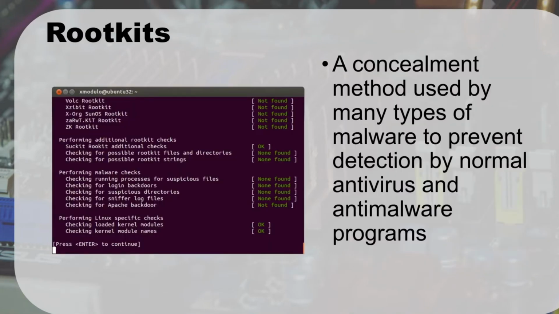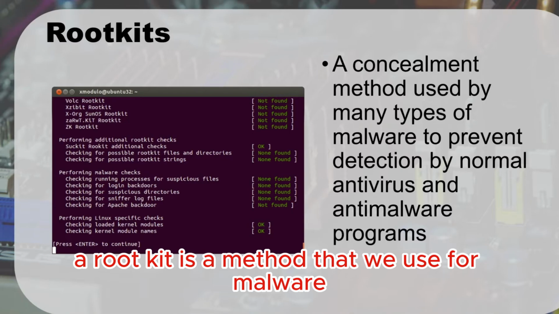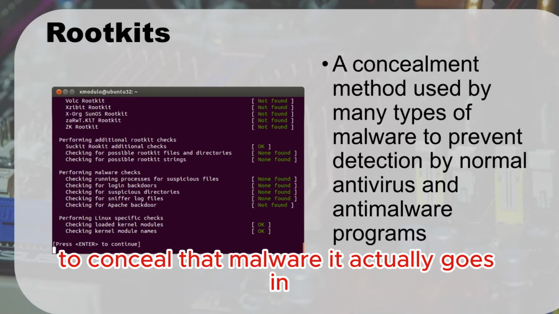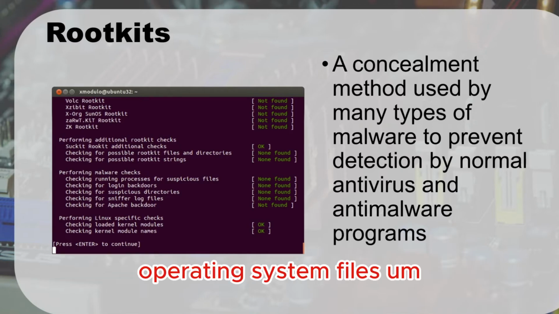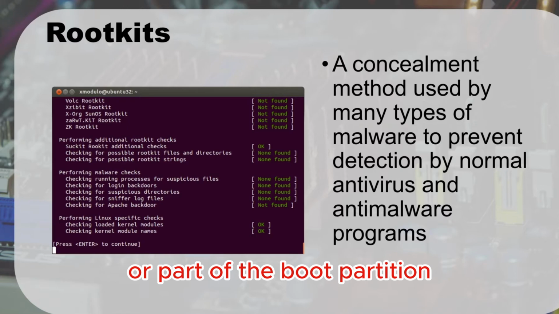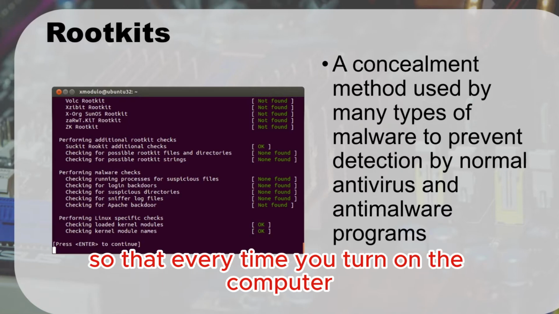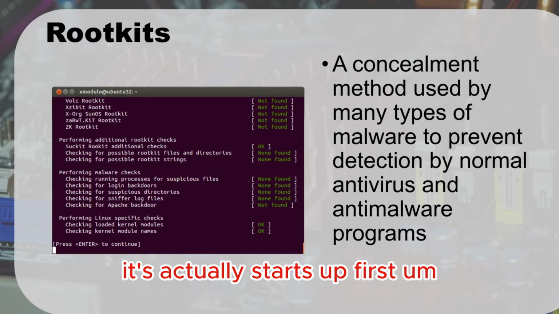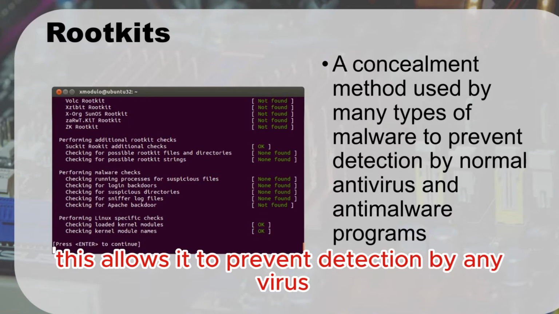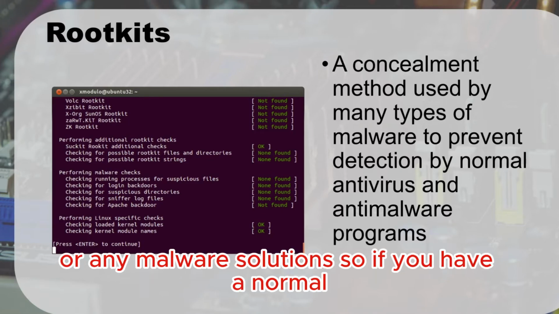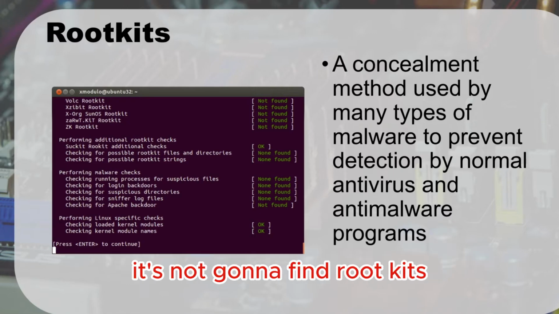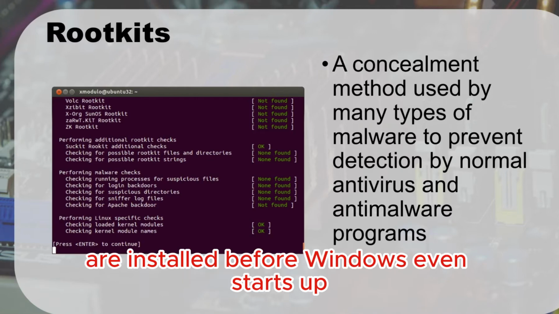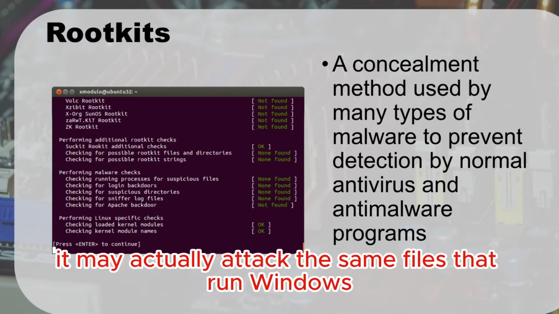A rootkit. A rootkit is a method that we use for malware to conceal that malware. It actually goes in and embeds itself into the lower system operating system files or part of the boot partition, so that every time you turn on the computer, it actually starts up first. This allows it to prevent detection by any virus or any malware solutions. So if you have a normal Windows Defender, it's not going to find rootkits because rootkits are installed before Windows even starts up. And so it may actually attack the same files that run Windows Defender.